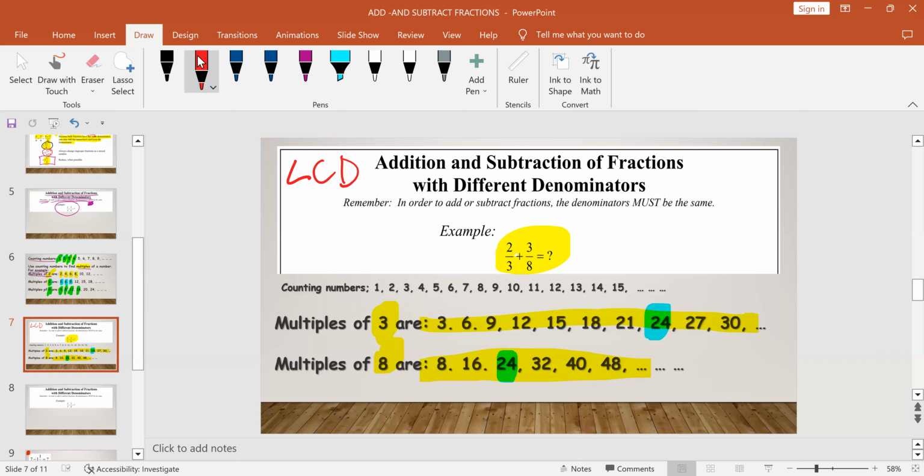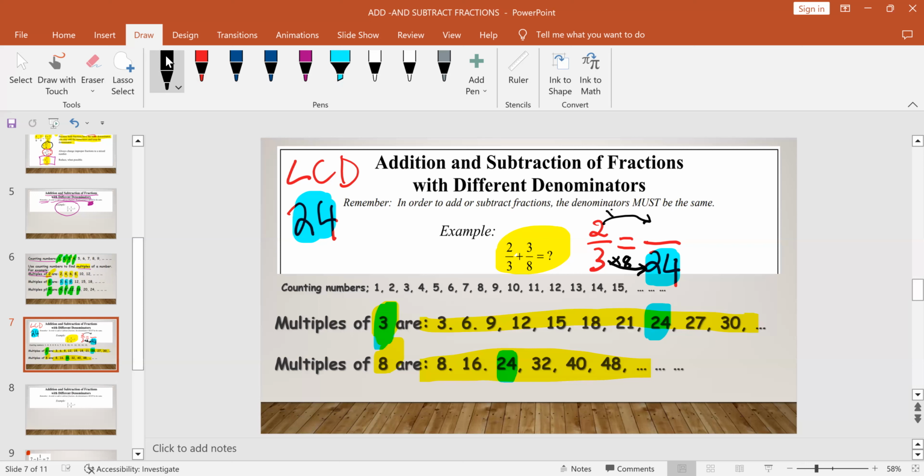Therefore, to find the number which is going to be in the numerator over this 24, we multiply the 2 by 8. The 8 we use for the 3 to get the 24, we use that same 8 for the numerator. So 2 times 8 is 16.